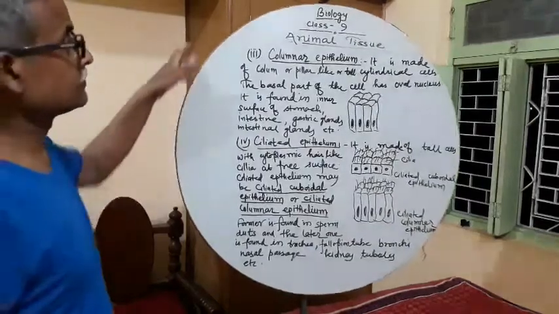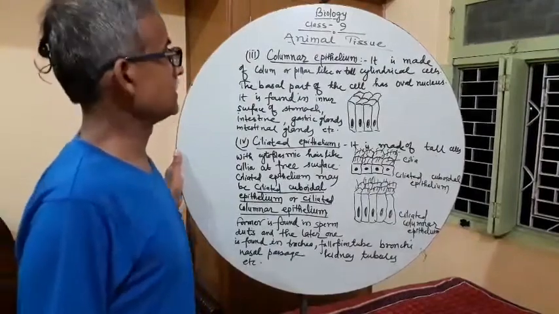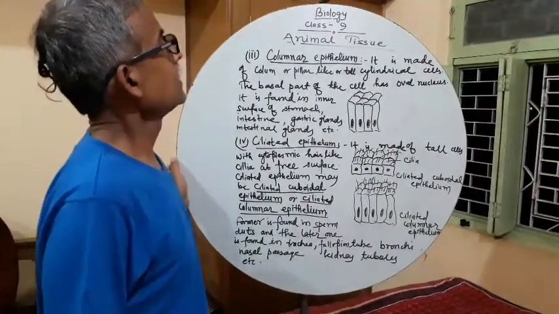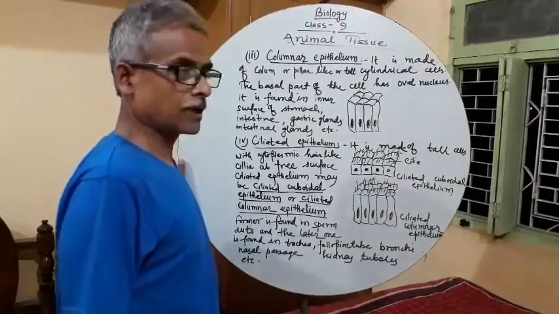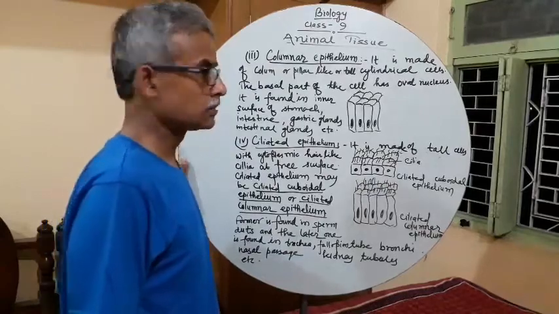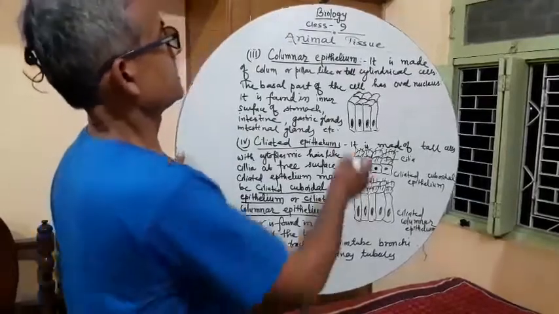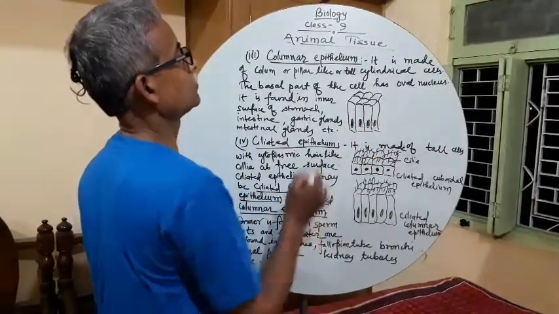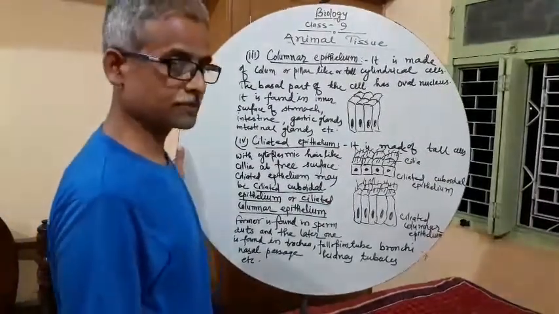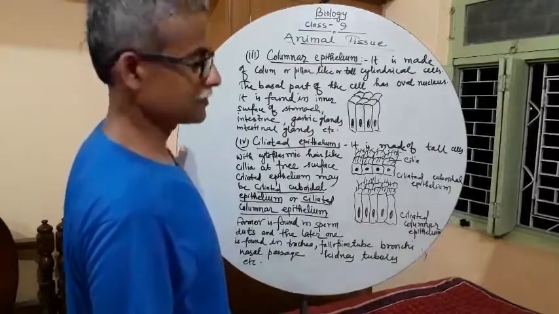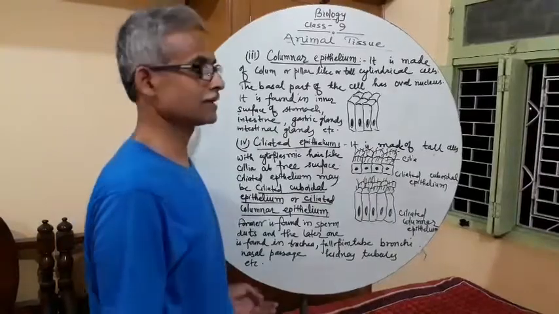The third epithelial tissue is columnar epithelial tissue or columnar epithelium. It is made of column or pillar-like tall cylindrical cells. The basal part of the cells has oval nucleus. It is found in the inner surface of the stomach, intestine, gastric glands, intestinal glands, etc.